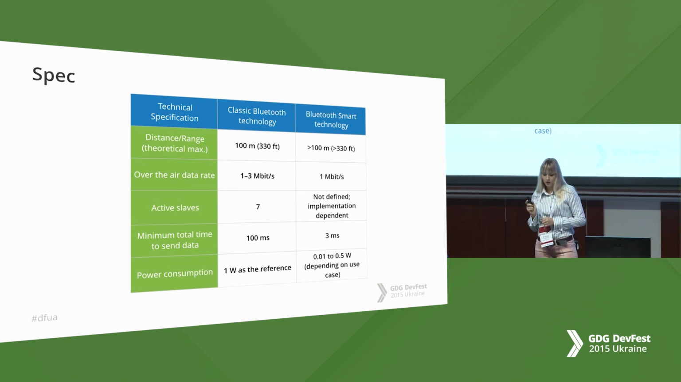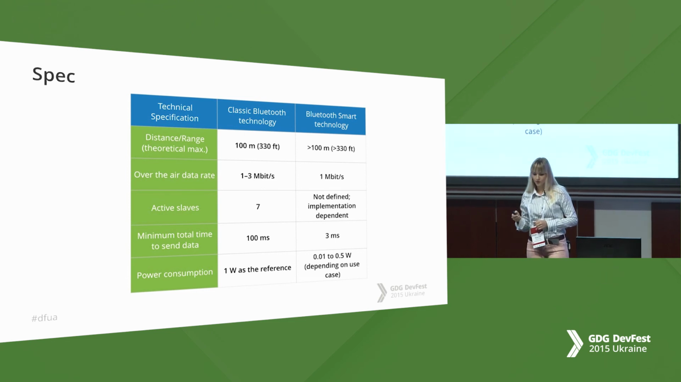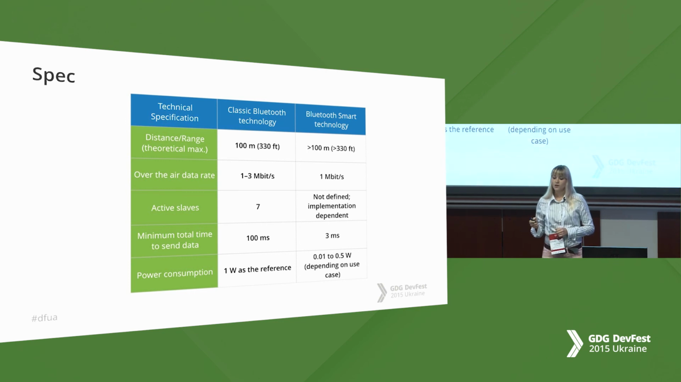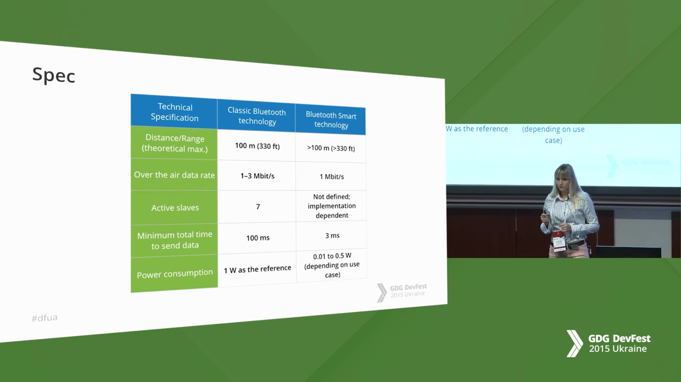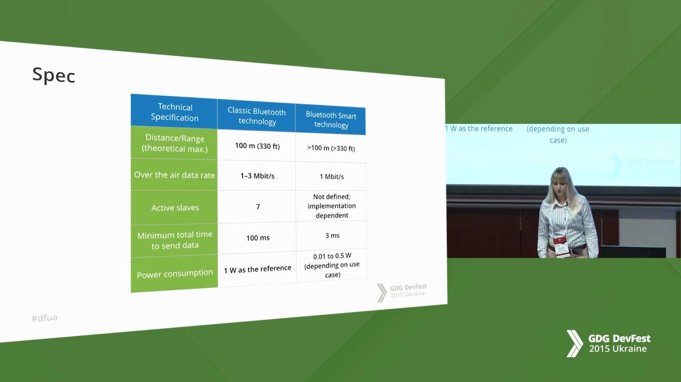But in classic Bluetooth, we have significant limitations for asynchronous interaction with Bluetooth devices. It was limited to 7 simultaneous interactions. But in Bluetooth Low Energy, we don't have such limitations. Also, the minimal total time to send data is significantly reduced. For Bluetooth Low Energy it's almost 30 times less, just 3 milliseconds.